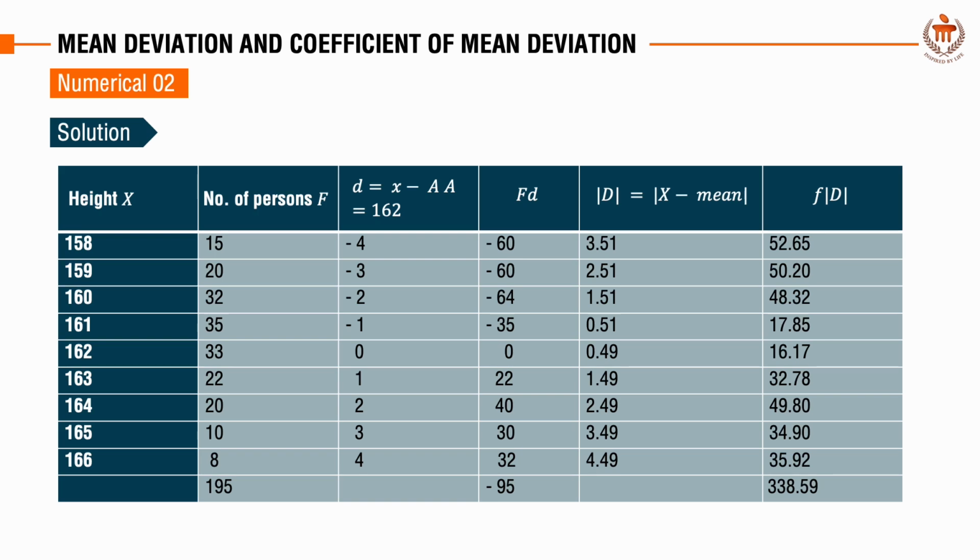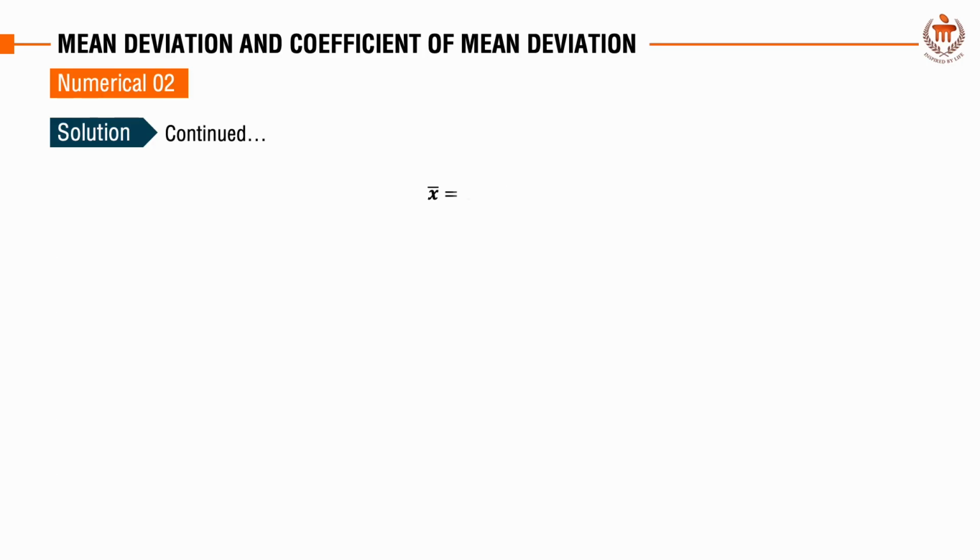Once we calculated this, we can find the modulus of d, where d is your x value minus your mean. So first we have to find the mean here.